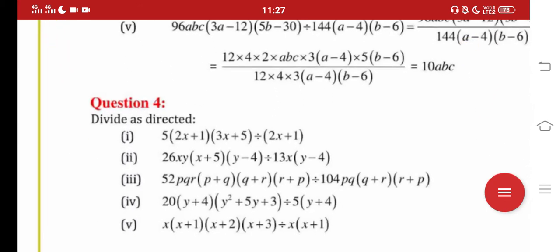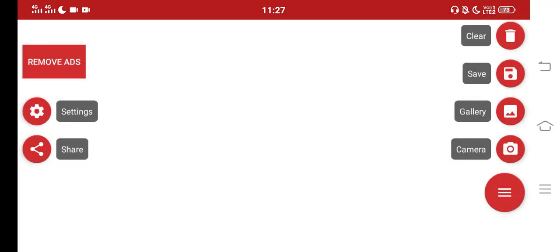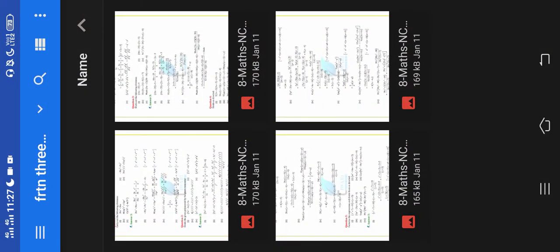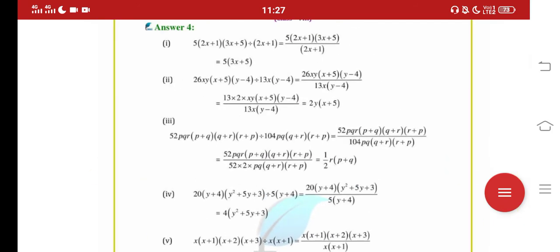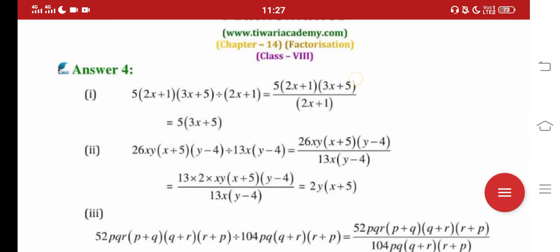In question number 4, what do we have? We have 3 terms in the numerator and 1 term in the denominator. So see how we can solve this. This is our question number 4. In the numerator we have 3 terms, and in the denominator we have 1 term. So 2x plus 1 and 2x plus 1 we can cancel out, and what is remaining? 5 into 3x plus 5. So here 5 into 3x plus 5. This is our answer number 4.